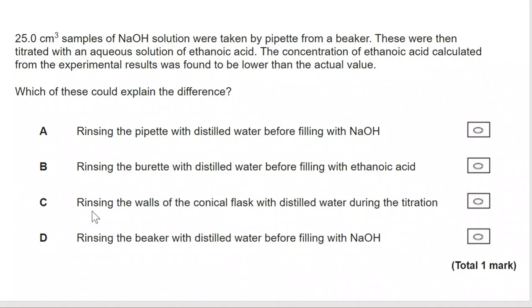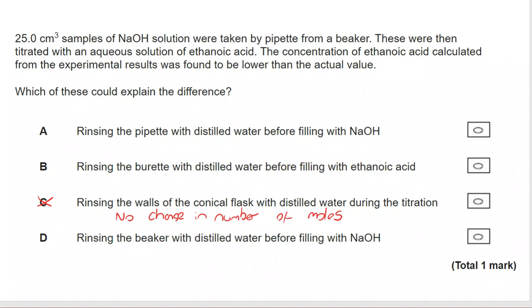If we look at C, which actually, when this was in the exam, was the most common incorrect answer, rinsing the walls of the conical flask with distilled water during the titration. Now, actually, that is a valid part of the practical because you want to make sure that there are not unreacted moles on the side of the conical flask that might not get registered, which would mean you would need more ethanoic acid before you got to the end point. So it doesn't change the number of moles of what's in the conical flask at all. So we can disregard that one.